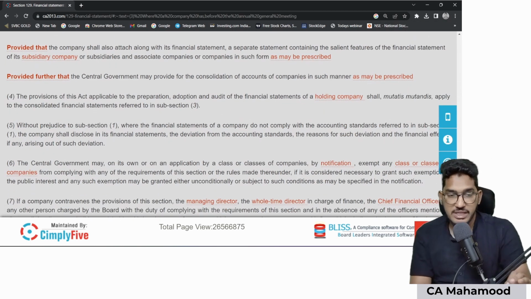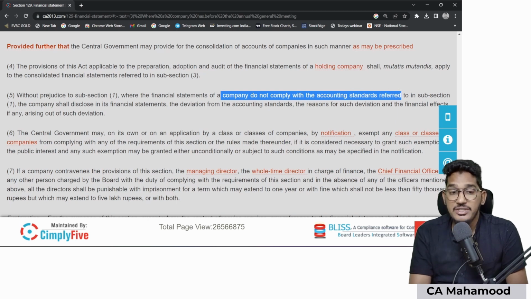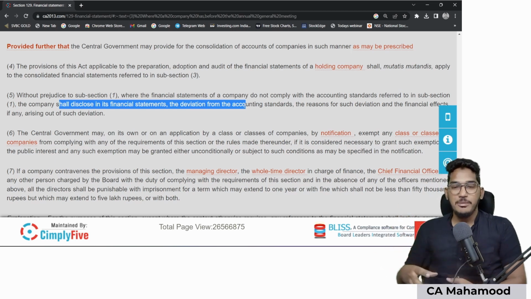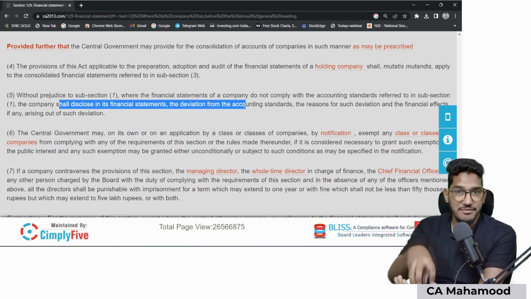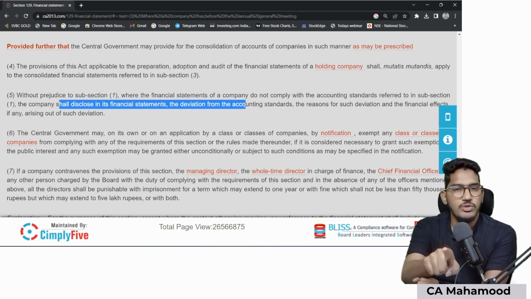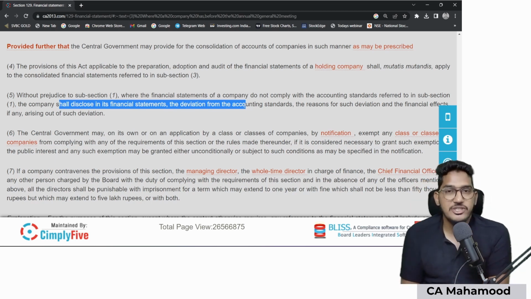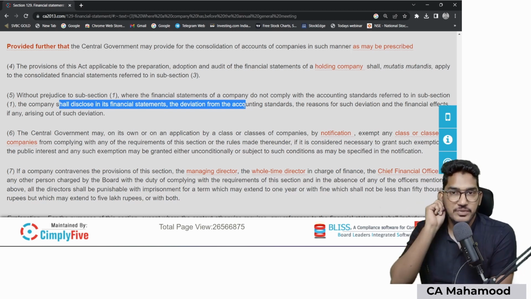If you see subsection 5 of Section 129, they say that without prejudice to subsection 1, ignoring whatever has been mentioned in subsection 1, where the financial statements do not comply with the accounting standards, the company shall disclose in the financial statements the deviation from accounting standards. Nothing but by way of Section 129 subsection 5, the Companies Act itself is giving the freedom to companies: if you don't want to comply with the standard, don't comply, but tell the reasons in the notes to accounts. That means indirectly Section 129 of the Companies Act is giving the freedom to companies to deviate from accounting standards.